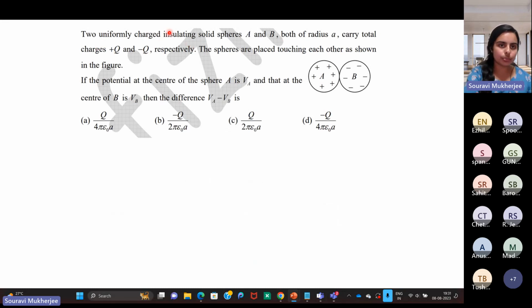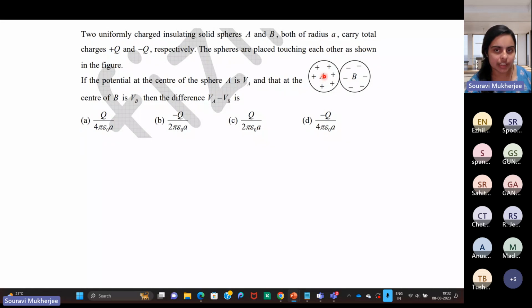So here it said that we have two uniformly charged insulating solid spheres, A and B, both of radius A, okay? One carries a positive charge plus Q, another carries a negative charge, and they are touching each other, okay? So now we say that the potential at the center of sphere A is VA, and that at the center of the other sphere is VB. We want to find the difference between the two, right? So can you tell me how to do that? You have to remember that potential satisfies the superposition principle. So you have to first find what is VA, and you have to find what is VB.